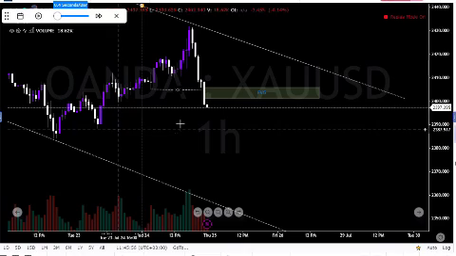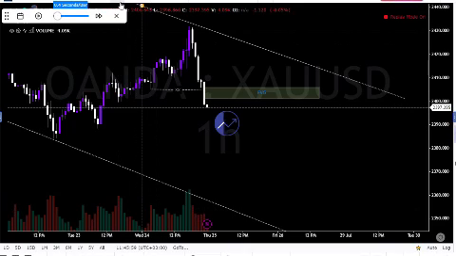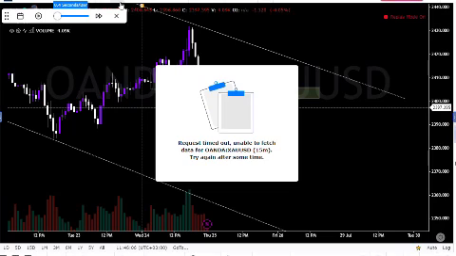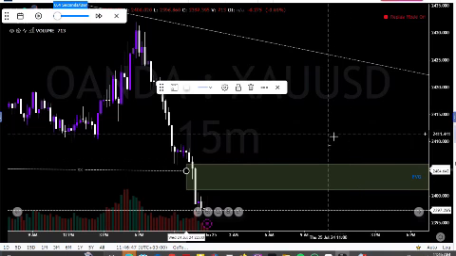Now we are going to move on to the lower time frame to determine our entry. We are going to go to the 15-minute time frame, and remember we are using the 1 hour time frame and the 15-minute time frame. The 1 hour time frame is for analysis, and we determine our entry from the 15-minute time frame. You can catch a very good swing trade, a low risk, high reward trade.